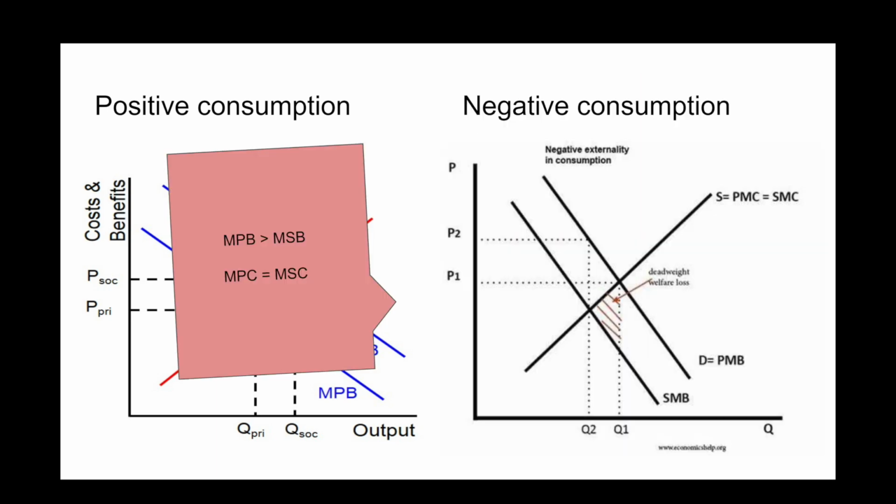For negative externalities in consumption, the supply curve is the same as marginal private costs and marginal social costs. However, marginal private benefit is greater than marginal social benefit, or society's benefit. All scenarios include deadweight loss because society is not functioning at the socially optimal quantity or price.